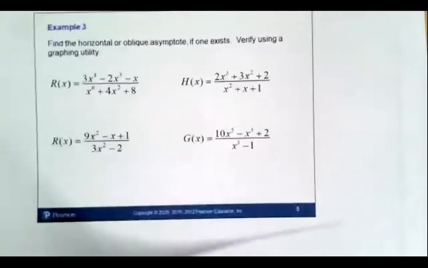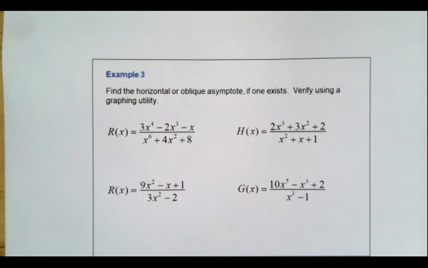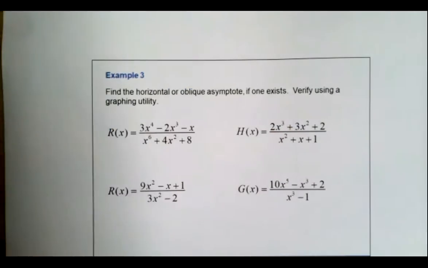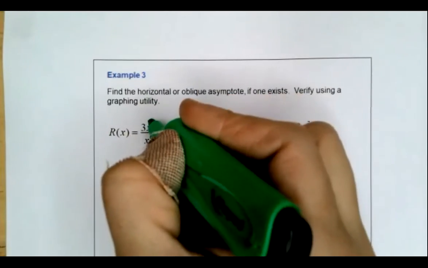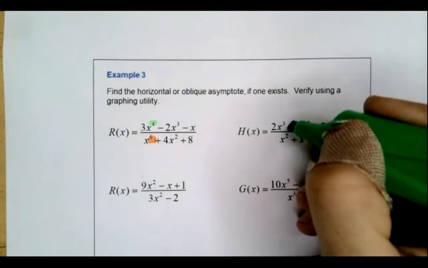Let's look at example 3. Find the horizontal or oblique asymptotes if they exist, and then put them into Desmos. I don't think we'll put them into Desmos because that's going to take a lot of time. But what we are doing is describing the end behavior of the graph, just like we were doing in 5.2. And remember that what we are looking at is the degree of the numerator and the degree of the denominator. So these are already in standard form, right? So we're checking that. Is this number smaller than this number? Is this number bigger than this number? Or is this number equal to this number?